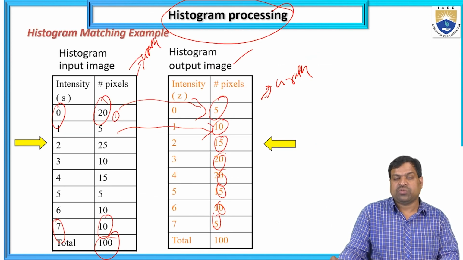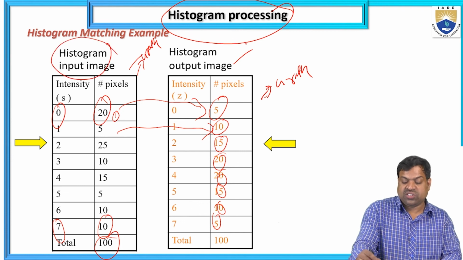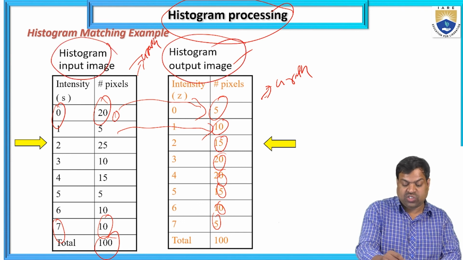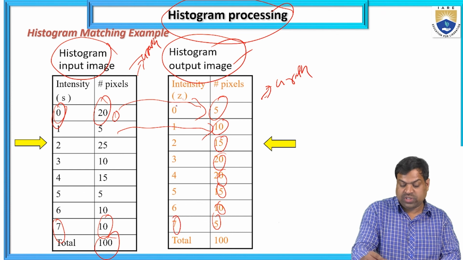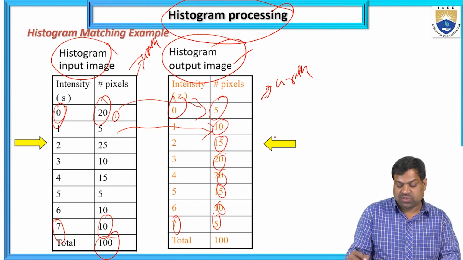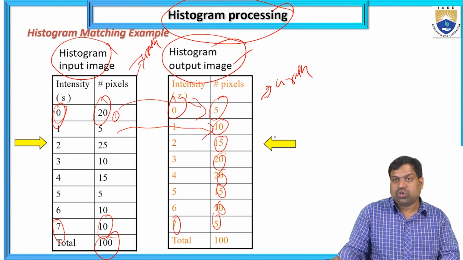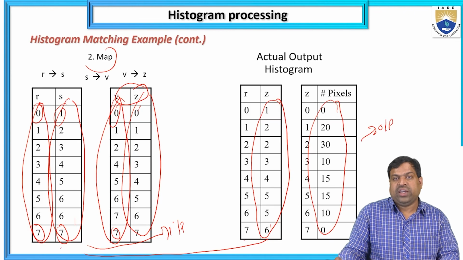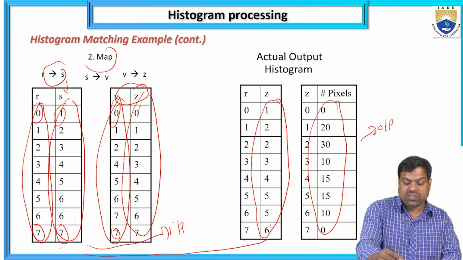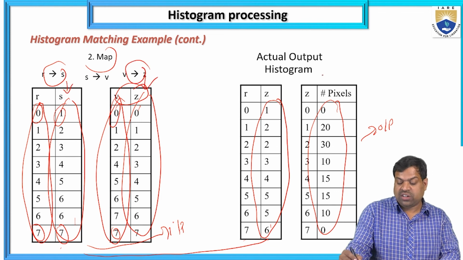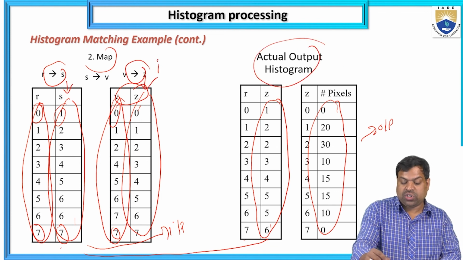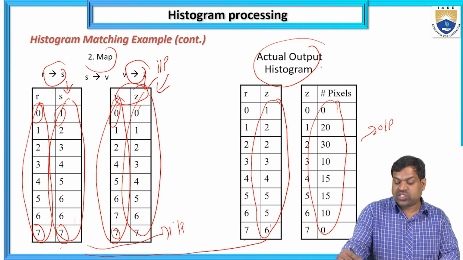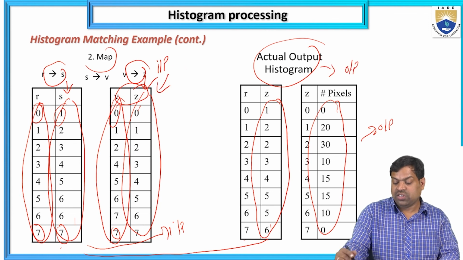Here the first one is the histogram of the input image and this is the histogram of the output image. Here I am taking the range 0 to 7 for both. The pixel values are changed from input to output, and this is histogram equalization. Here is an example of mapping: here I am taking R to S and here V to Z. This is the actual output histogram, and this is the input.